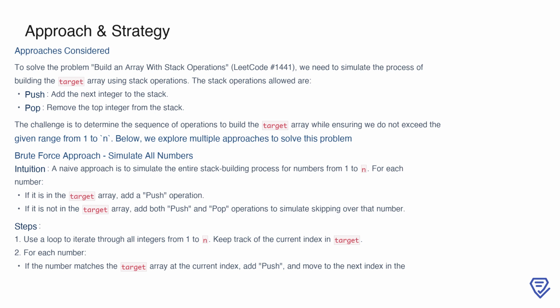One approach we can consider is a brute force method where we simulate the stack building process for all numbers from 1 to n. For each number, we check if it exists in the target array. If it does, we add a push operation. If it doesn't, we add both push and pop to simulate skipping over that number. This method ensures we account for every number in the range while building the desired output.